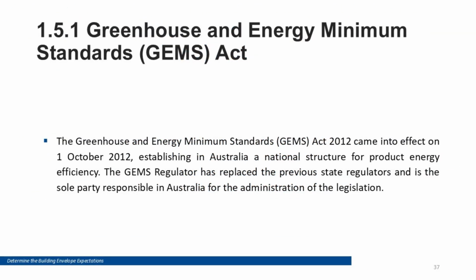Greenhouse and Energy Minimum Standards (GEMS) Act. Appliances and equipment also influence total energy use. The GEMS framework supports minimum energy performance standards and labelling for many products. For projects, it helps guide selection of efficient, compliant equipment, so envelope performance is supported by low-demand services and appliances.